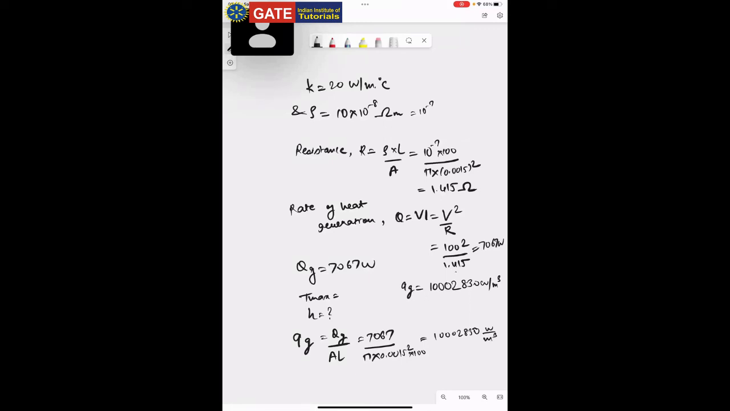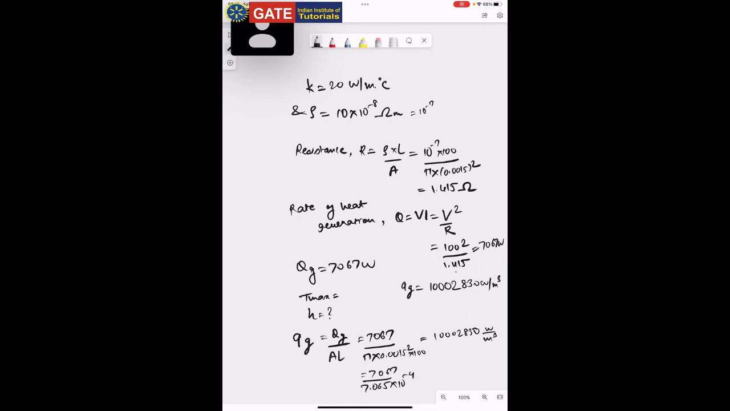I mean, it's 7067. This is pi 3.14 into 0.0015 square into 100. So that you are getting as 7.065 into 10 to the power minus 4. And this is 7067. Sir, this is 7067 divided by. Sir. Yes.